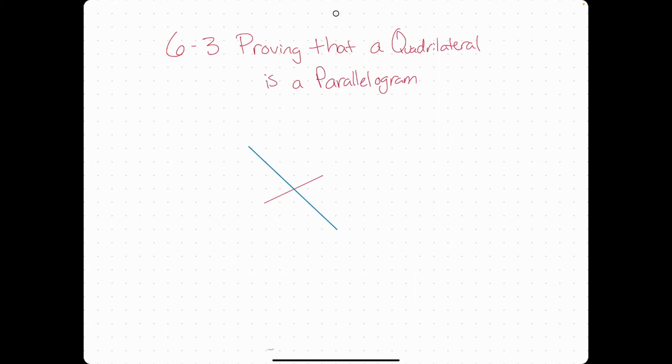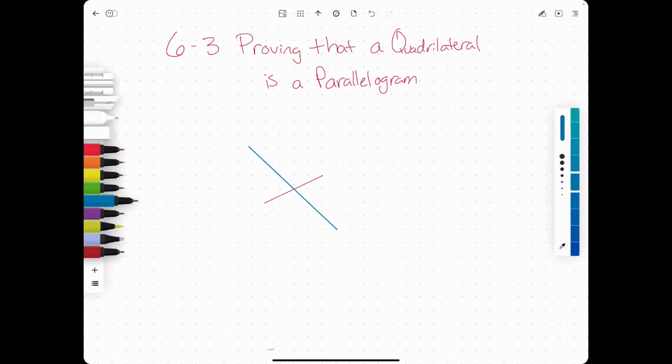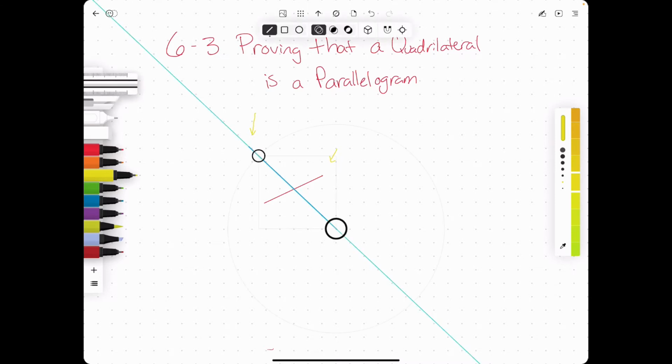Both lines bisect each other or cut each other in half. What would happen if I connect this corner with this corner and all the way around? What do you think? What will I create? Do you know? Parallelogram. Yeah, I will actually.